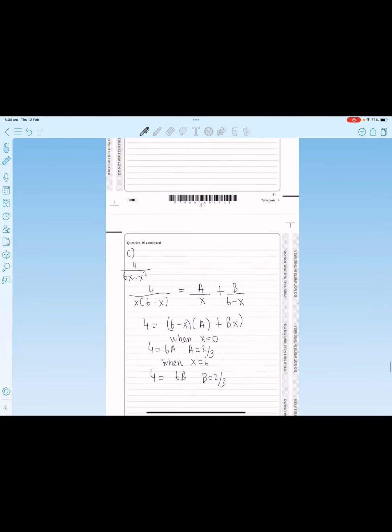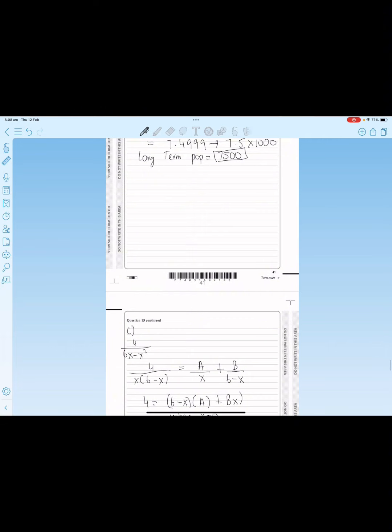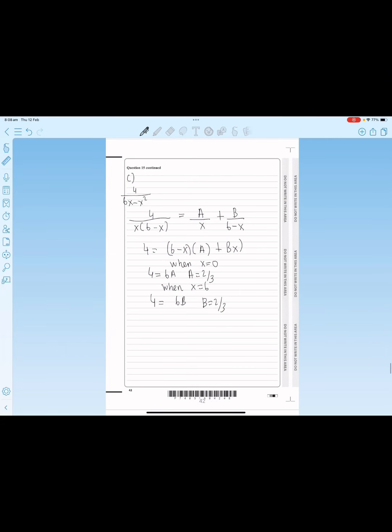Okay, so now let's keep going. Is that part C done? Oh yeah, they just wanted us to write it in partial fraction form. So therefore, we can write that as 4 over 6x minus x squared equals 2 over 3x plus 2 over 3 times 6 minus x.